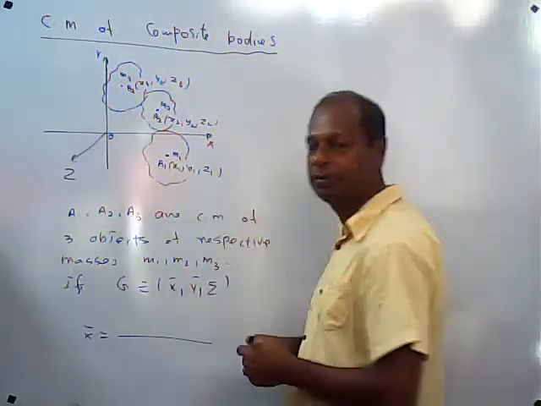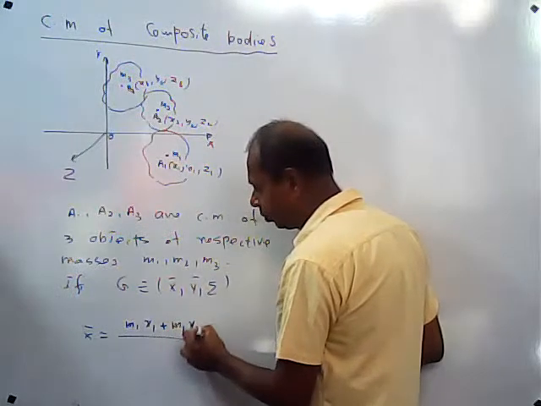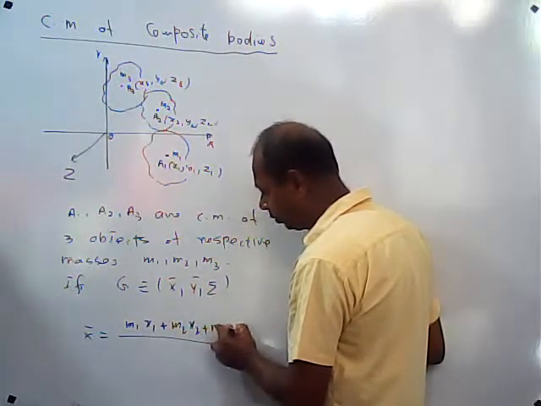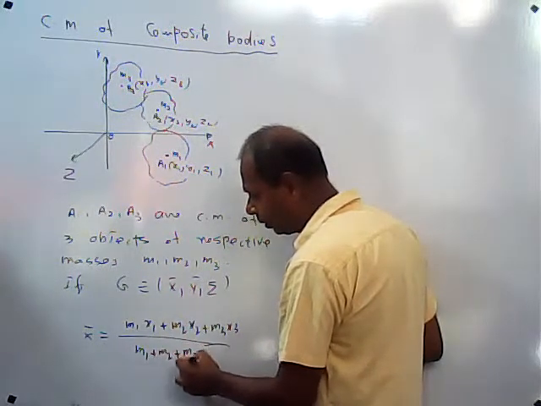m1 x1 plus m2 x2 plus m3 x3 over m1 plus m2 plus m3.